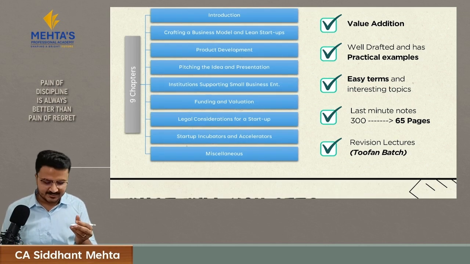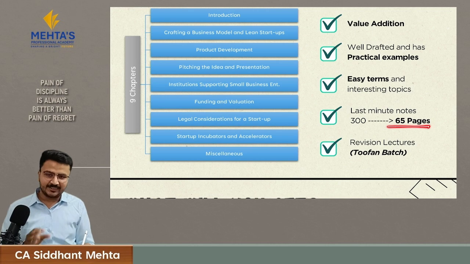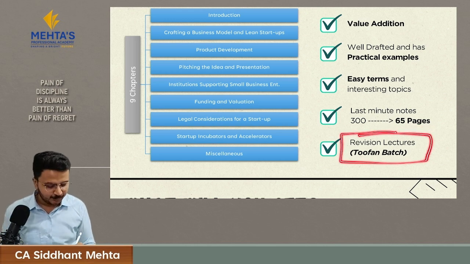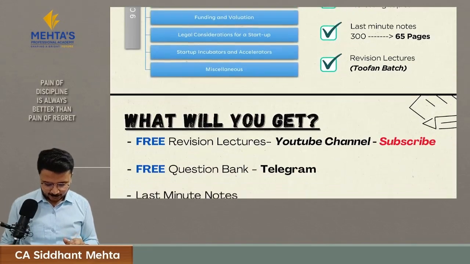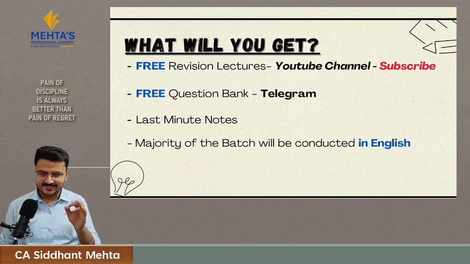Also, with the help of last minute notes, you will be able to revise all these things in just 65 pages, where we have presented the information in a very effective manner. And with the help of revision lectures, you will be able to have conceptual clarity in all these 9 chapters. So now let's understand what all you are going to get in this Toofan batch.